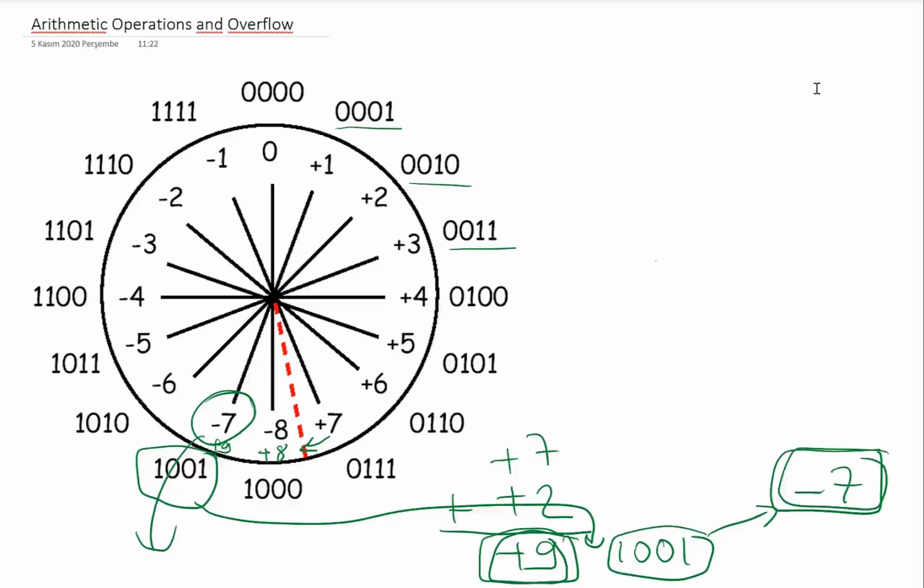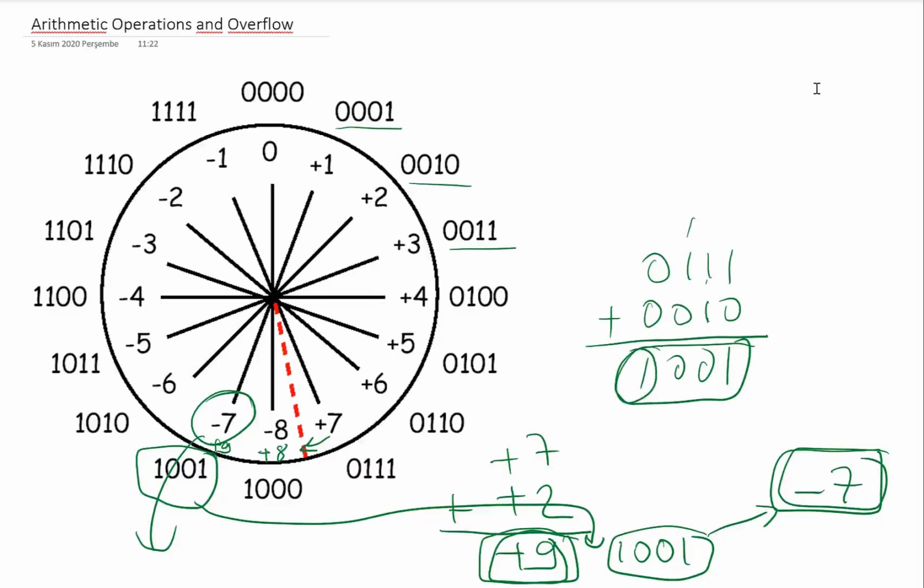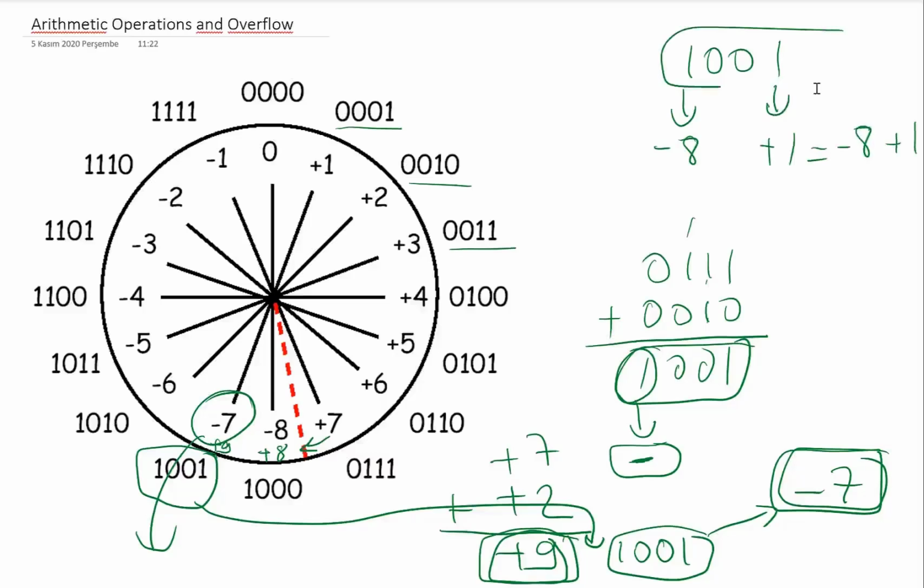In binary, this is +7 and this is +2. If I add this, I get 1001. From the sign I know this is a negative number. I will teach you a short way of finding the magnitude of this number. The weight for this is -8 and this is +1. If I add them, -8 + 1, I get -7. So this number is -7. This is a short way of finding the number in 2's complement for negative numbers.